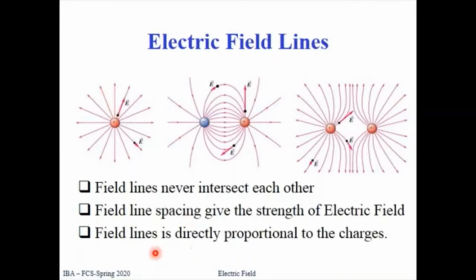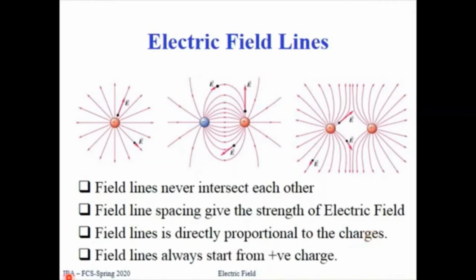The number of field lines is directly proportional to the magnitude of the charges. So if you have larger charges, then we have a larger number of electric lines of force. Field lines always start from a positive charge and always sink at a negative charge.